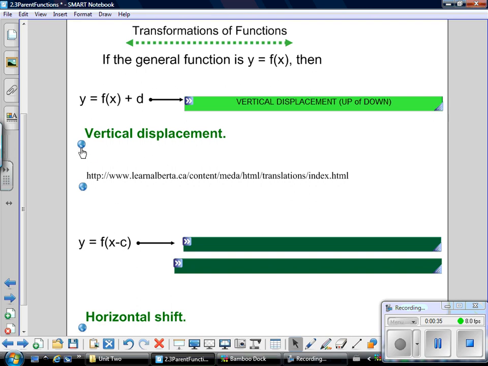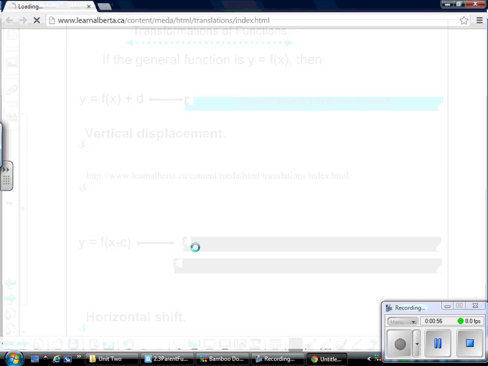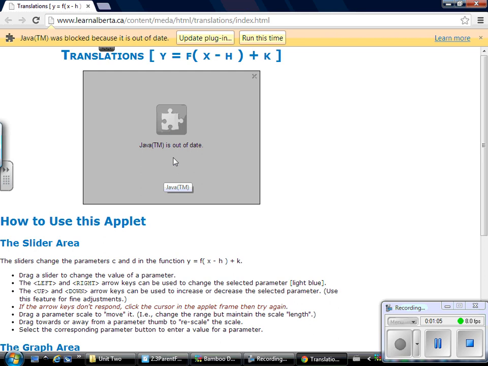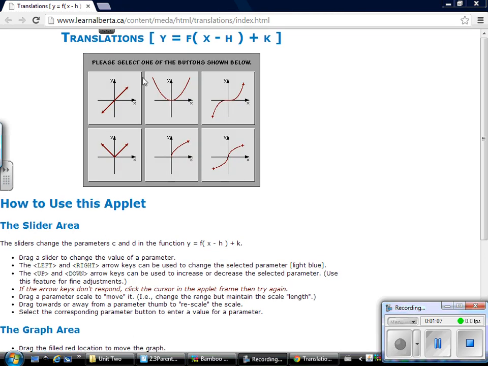Now, I'm going to click on this link here. On your blank sheet, you do not have this link, but if you want to actually play around with it yourself, feel free to pause the video and copy down the link, and that way you can actually see how it moves the graph, the parent functions around. All right, so vertical displacement. What's nice about this particular website is it has the majority of the special parent functions that we're responsible for this year. So you can see it has the different graphs.